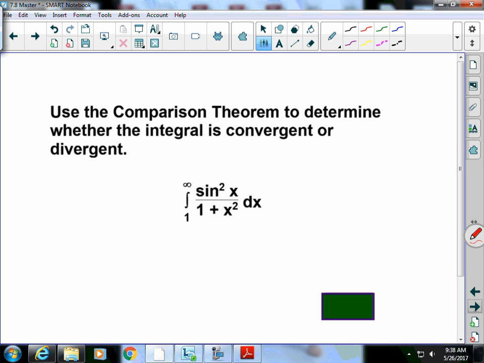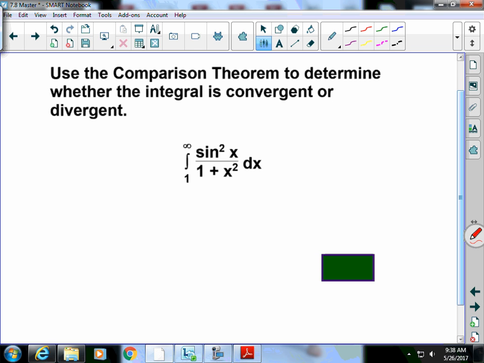So now we're going to look at this, and we're going to say, well, how can I do that? Sine squared. Again, I don't know how to do that. I have 1 plus x squared. Well, that kind of reminds me of an arctan. I have a sine squared x that I don't know how to handle. But earlier I said sine squared x is less than or equal to 1. So I'm going to say, oh, that's great. Sine squared x is always less than or equal to 1, and I can divide both sides by a positive value and not change my inequality. So I get sine squared x divided by 1 plus x squared less than or equal to 1 over 1 plus x squared.